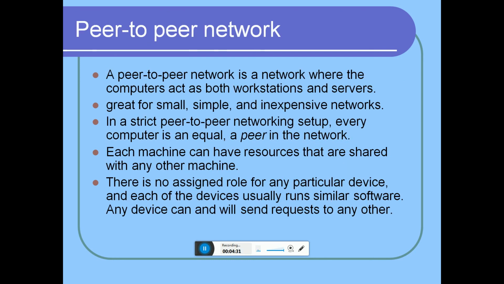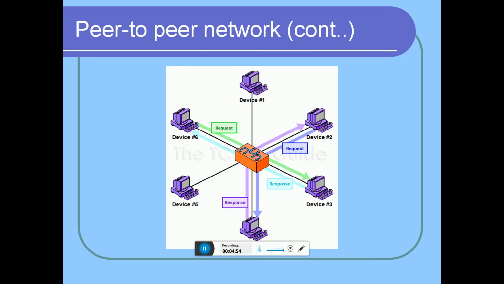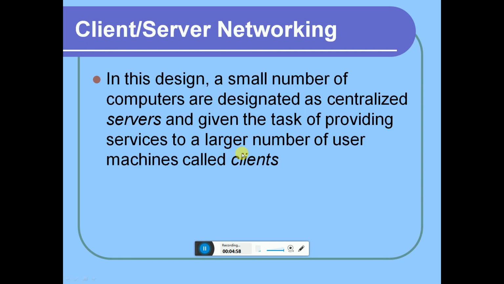Peer-to-peer network. In a peer-to-peer network, computers act as both workstations and servers, which is great for smaller, simple, inexpensive networks. In a strict peer-to-peer setup, each machine can have resources to share. There is no assigned role for any particular device, and each device runs similar software and sends requests. The request goes this way. This is the hub.